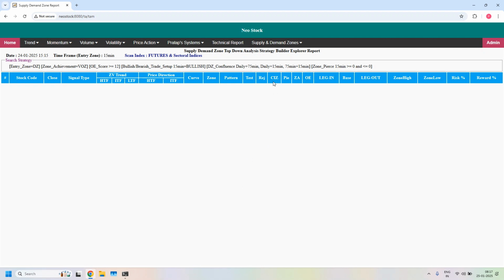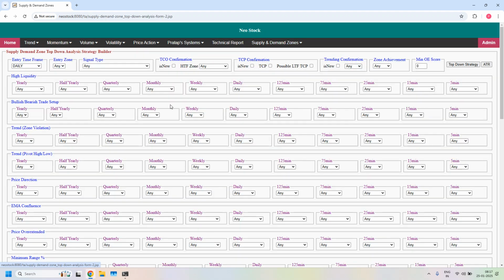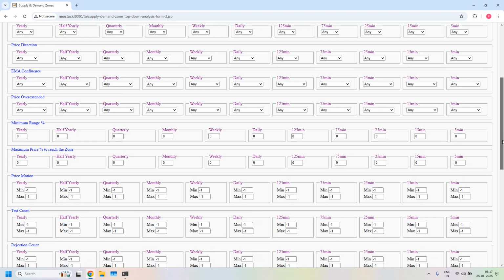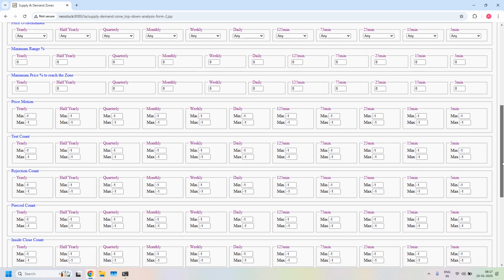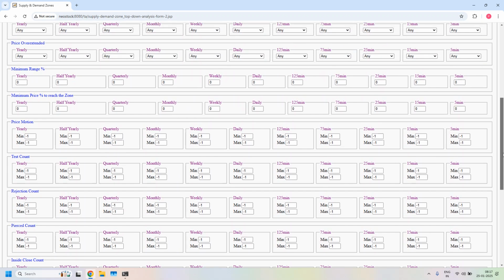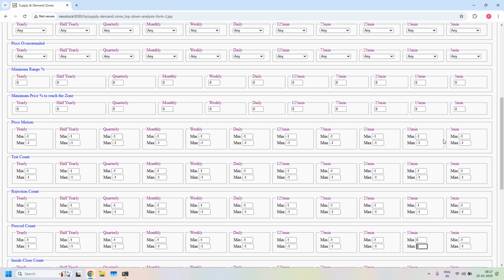Okay, next let us look for bearish trade setup for daily income trade. Entry time frame 15 minutes, entry zone supply zone, bullish or bearish trade setup at 15 minutes. I am selecting bearish. And the 15 minute supply zone should not be pierced. So in the pierced count, 15 minutes time frame, I am setting minimum value 0, maximum value 0.